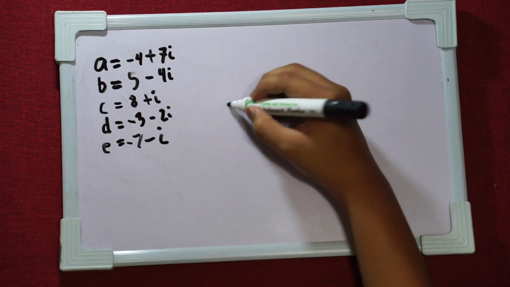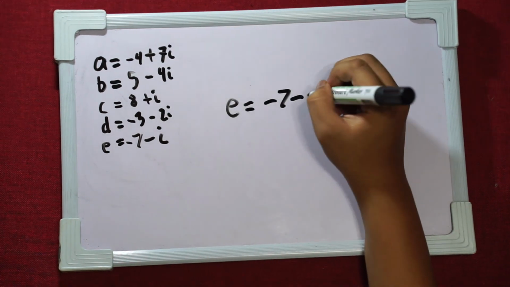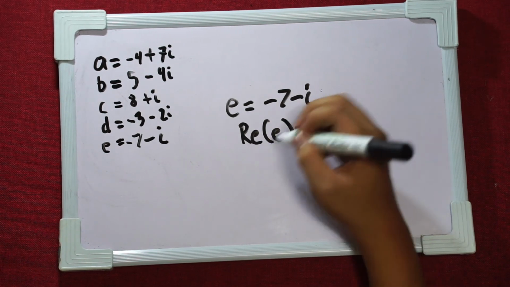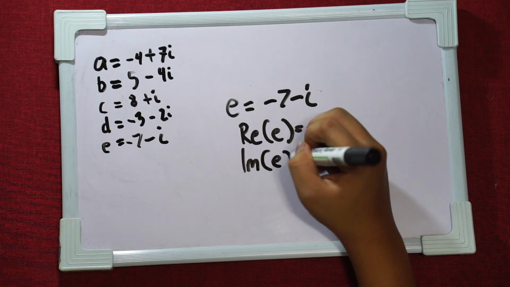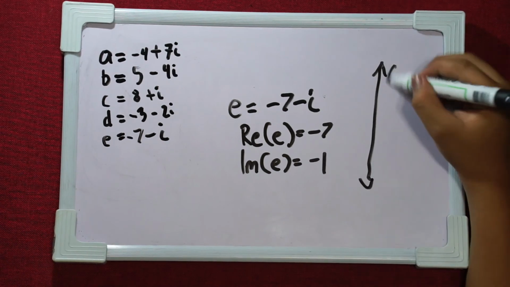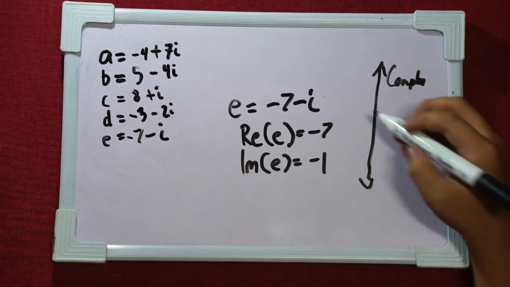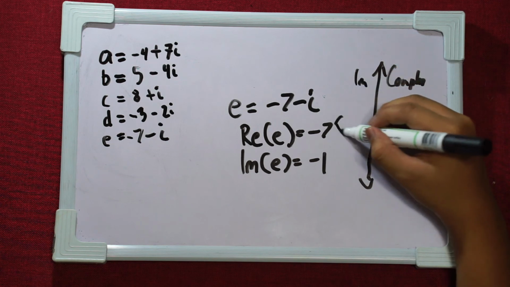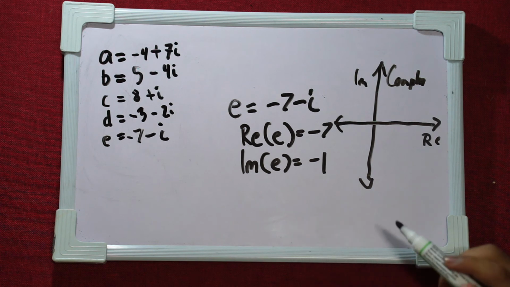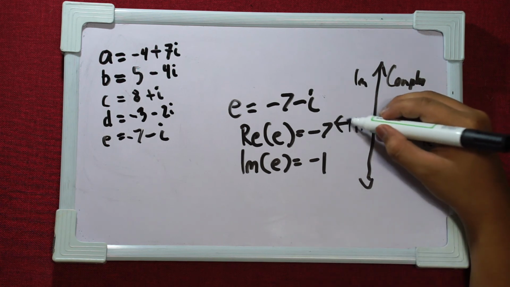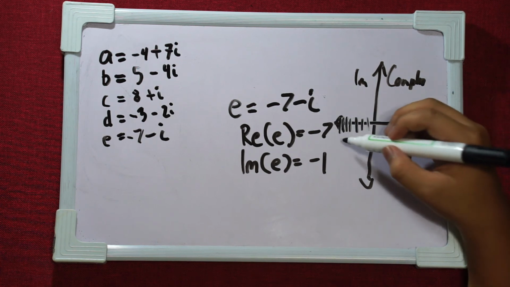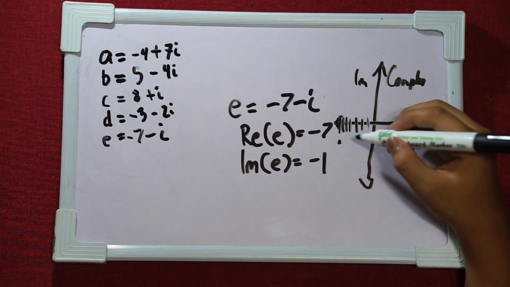Now for the last number, which is e, equals negative 7 minus i. The real part of e would be negative 7 and the imaginary part of e would be negative 1. When we plot this on a complex plane, this is the imaginary part and this is the real part. The real part of e is negative 7. So 1, 2, 3, 4, 5, 6, 7. And the imaginary part of e is negative 1. So e would be exactly over here.